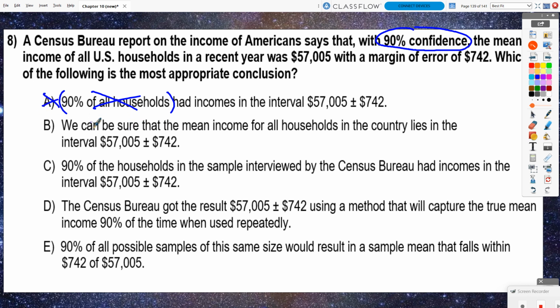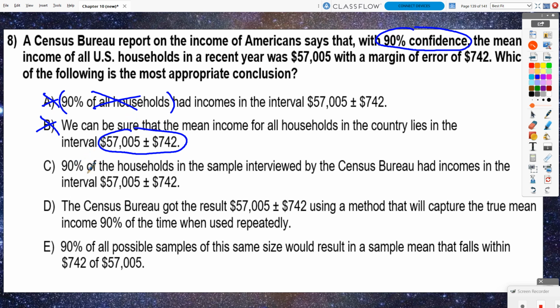B, we can be sure that the mean income for all households in the country lies in the interval. Now, basically, if we did the math here, we would create the confidence interval itself. But when they say we can be sure that the mean income, basically they're saying there is no doubt that the mean income is in this interval. And we can't be 100% sure is basically what they're implying here. So remember, we're only 90% confident. We are not 100% confident.